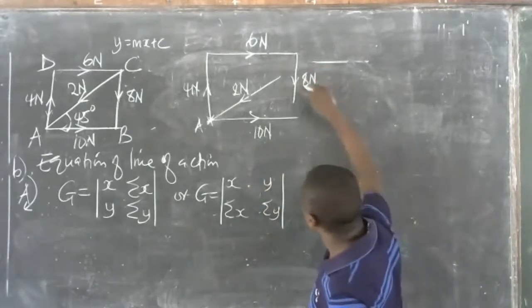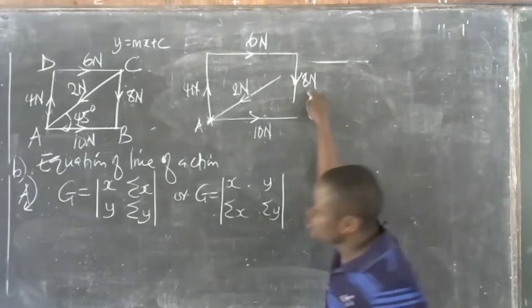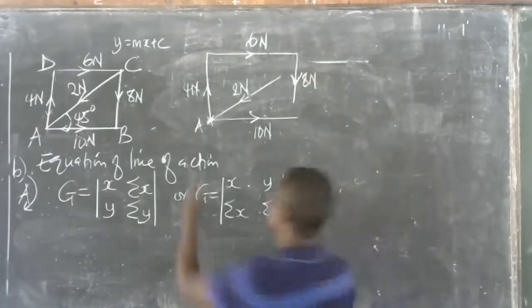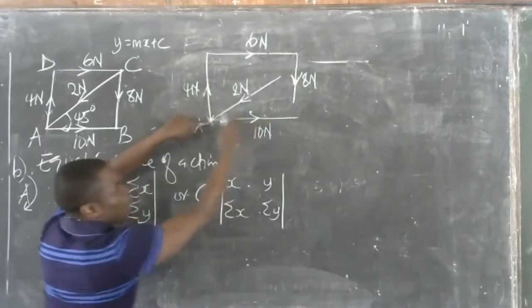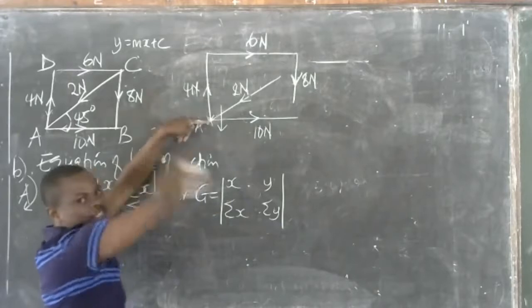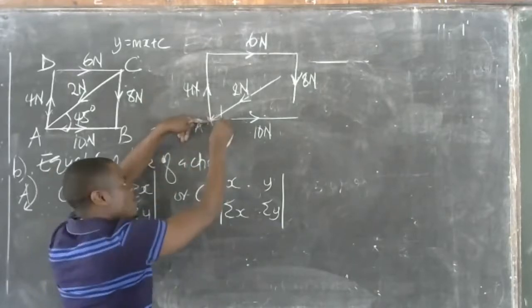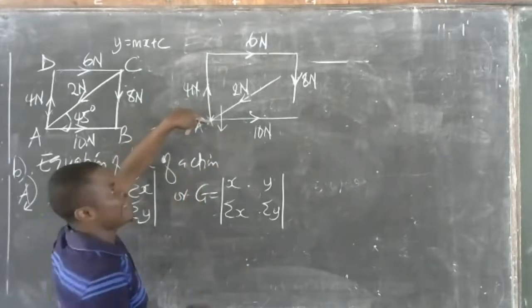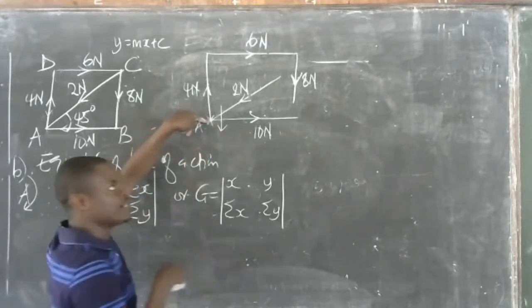Now, this force here, the 8 Newton's force, has a clockwise moment. When you bring it closer to the point, it is acting downwards, but you want to rotate it about this point A. So when you continue with the rotation, it gives a clockwise turn. That's why it is considered negative.